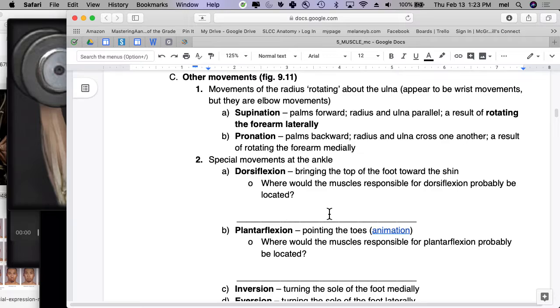So I'm going to challenge you to go in there and look at it and try to figure out why the pronator teres is on one side and the supinator is on the other, and what it has to do with their actions, right? Okay, so that's pronation and supination. And then these special movements at the ankle are because somebody didn't get the memo about the ankle, right?